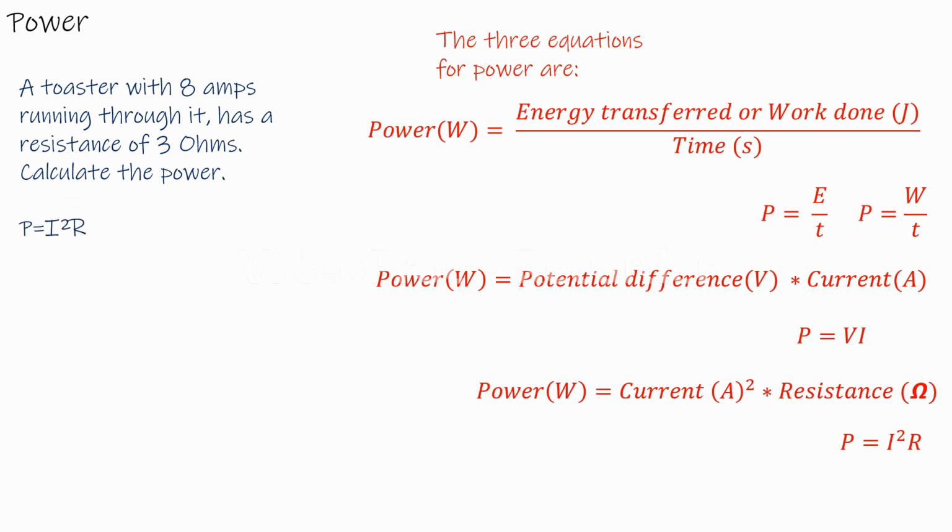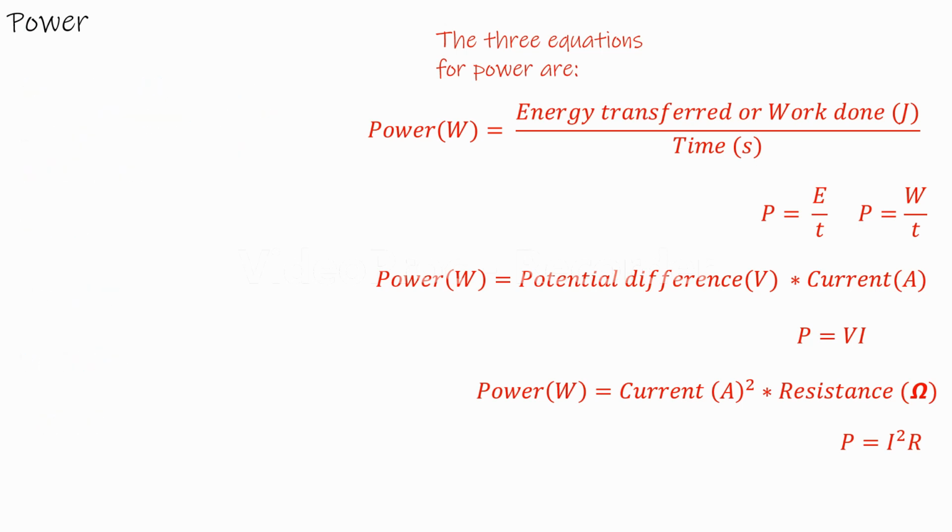So this time we're going to be using P equals I squared R, as we have been given amps and resistance, and we're going to just substitute our values in to get P equals 8 squared times 3, which is going to give us P equals 64 times 3, which goes down to 192 watts.